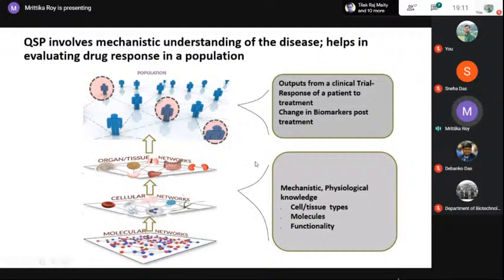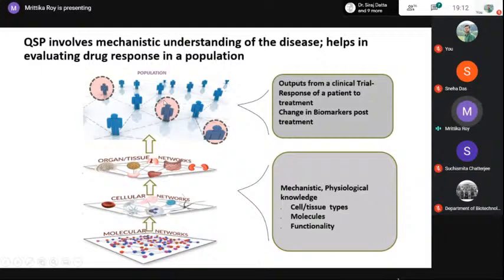So basically, it's a knowledge integration that happens right from the cellular and the tissue level, and it goes all the way up to the population level. So we know what are the perturbations that are happening at the tissue level or at the cellular level, what kind of interactions are happening between different cells that is actually leading to the manifestation of the disease in the population.